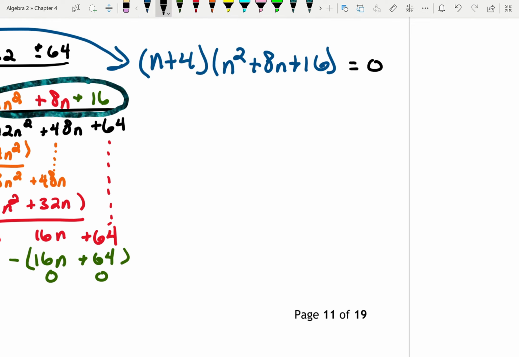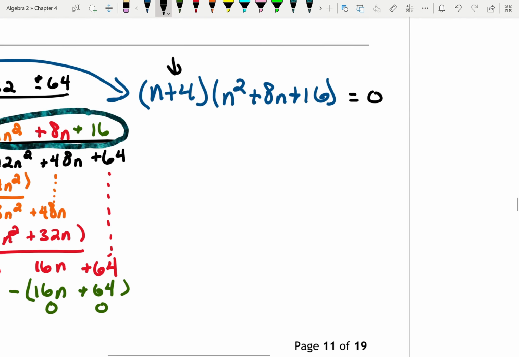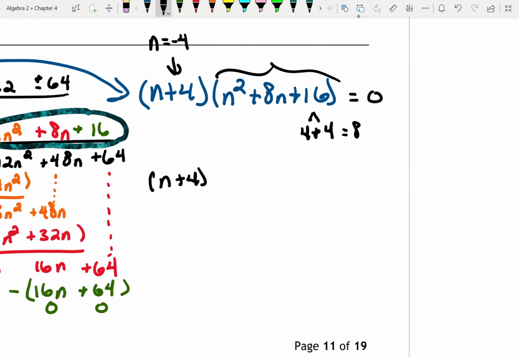There's our equals 0. This right here is our n equals negative 4 that we had earlier. And this right side, because it's just a trinomial now, I'm going to see if I can factor it. I'm going to look for two numbers that multiply to be 16 and add up to be 8. It's going to be 4 and 4. 4 plus 4 gives me 8. So now I'll have n plus 4, that's this guy, and then my other two, n plus 4.